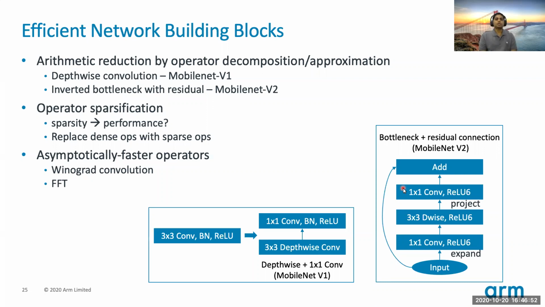The other way to improve the efficiency of the model is operator sparsification. LC touched upon this, that when we do sparsity, depending on the hardware support, we can improve the performance. The other option is asymptotically faster operations such as Winograd convolution or FFT, which would give, depending on the convolution kernel sizes, a 2x to 4x speedup.